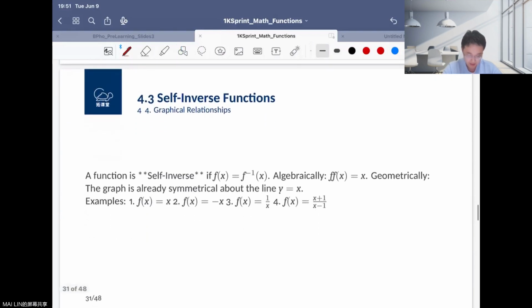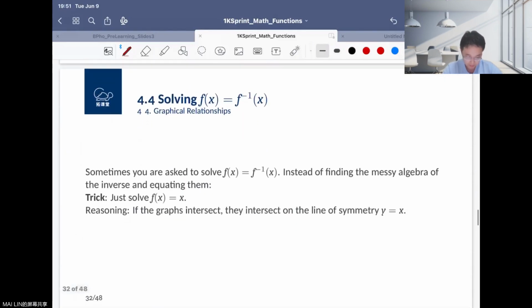Also there are self-inverse functions. That means after it is inversed, it also equals itself. For example, f(x) equals x or f(x) equals negative x obey the rule that their reflection in y equals x still equals themselves. Also the examples here, f(x) equals 1 over x, and f(x) equals (x plus 1) over (x minus 1). Those are the four examples here, and you can try to draw the graphs, and you can find the principle and the result.